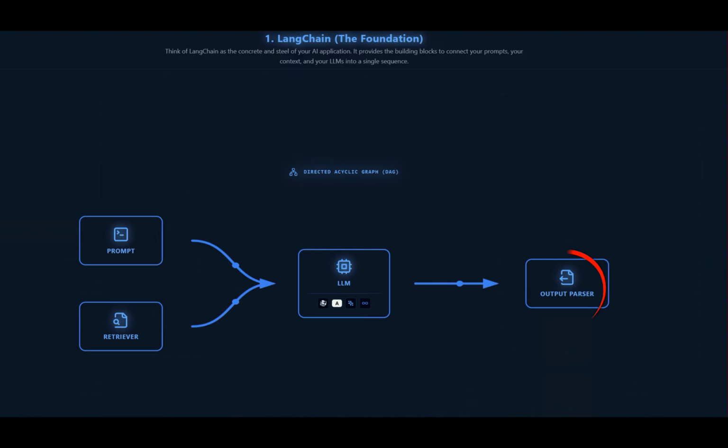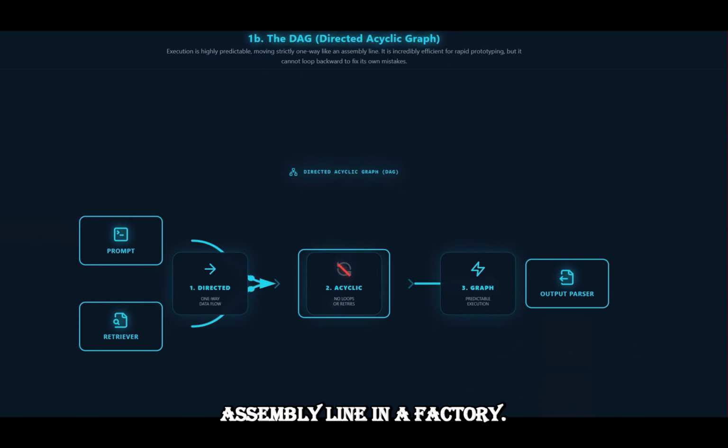Acyclic means there are absolutely no loops. And graph means the execution is highly predictable. It acts just like an assembly line in a factory. It is incredibly efficient for rapid prototyping, standard Q&A bots, and data extraction. But it has a strict limitation. If the LLM hallucinates or a tool fails at step 2, the chain breaks. It cannot loop backward to fix its own mistakes.